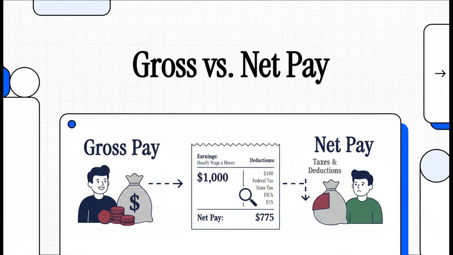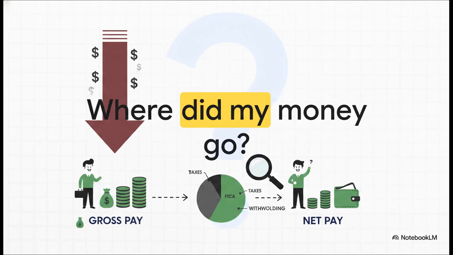You worked the hours, you knew your rate, you did all the math in your head, but the number actually printed on that piece of paper, it was way, way lower than you expected. You were literally staring down the harsh reality of gross versus net pay. It's the ultimate, universally relatable question. Where on earth did my money go?